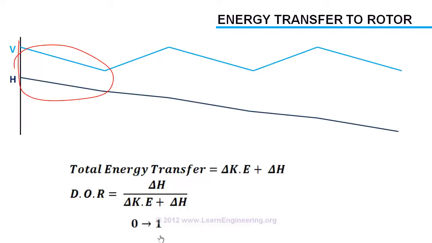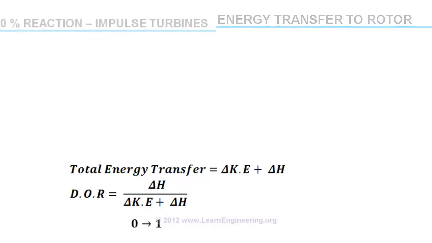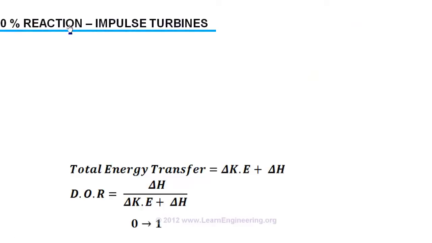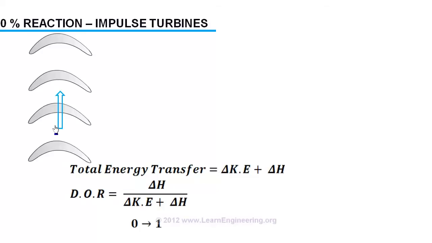Suppose for a turbine the degree of reaction is 0, then such turbines will be known as impulse turbines, or 0% reaction turbines. In such cases the enthalpy energy change across the rotor will be 0, and energy transfer will be purely due to kinetic energy change. Blades of an impulse turbine will look like this. Here the fluid actually hits the blade and produces the force. Or force is produced on the blades due to pure impulse action of steam.